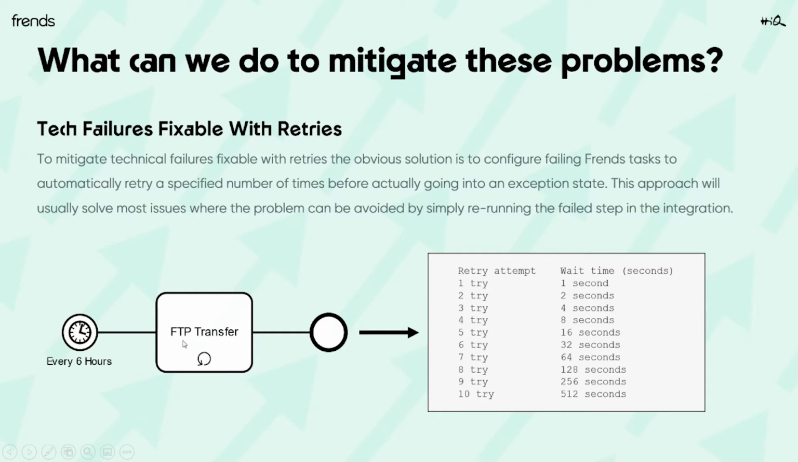So if typically the FTP transfer takes 1 second, but we have to do 5 retries, that means that the total execution time in that success state of that portion of the integration will be maybe around 1 minute-ish or 45 seconds, since we are going through that retry loop.